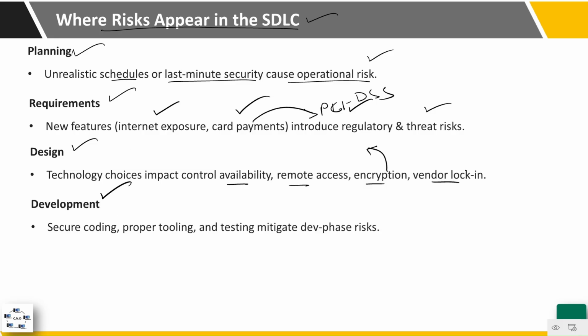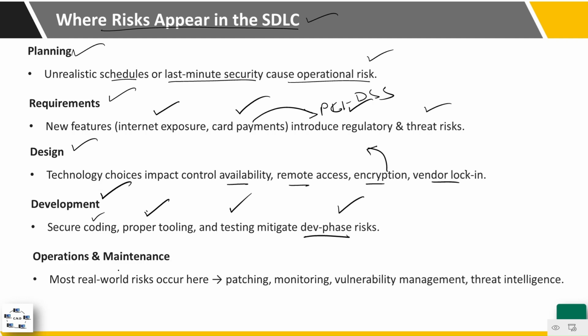In development, secure coding, proper tooling, and testing can mitigate the development phase risk. So we need to ensure secure coding, use the proper tools, and carry out proper testing to mitigate the risk during the development phase. And in operation and maintenance, most real world risks occur during this phase because this is the phase where the software application is actually used in the real world. During this phase, we need continuous patching, monitoring, vulnerability management, and threat intelligence.